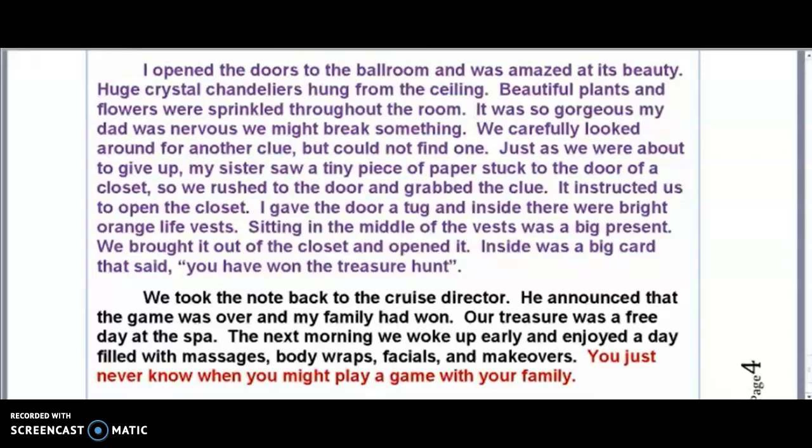It instructed us to open the closet. I gave the door a tug, and inside there were bright orange life vests. Sitting in the middle of the vests was a big present. We brought it out of the closet and opened it. Inside was a big card that said, "You have won the treasure hunt." We took the note back to the cruise director. He announced that the game was over and my family had won. Our treasure was a free day at the spa.